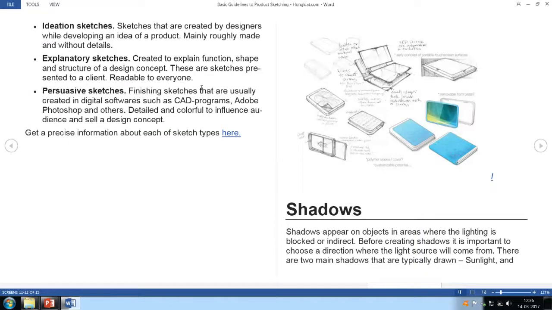Persuasive sketches, finishing sketches that are usually created digitally, such as in CAD programs, Adobe and others, are detailed and colorful to influence the audience and sell a design concept.